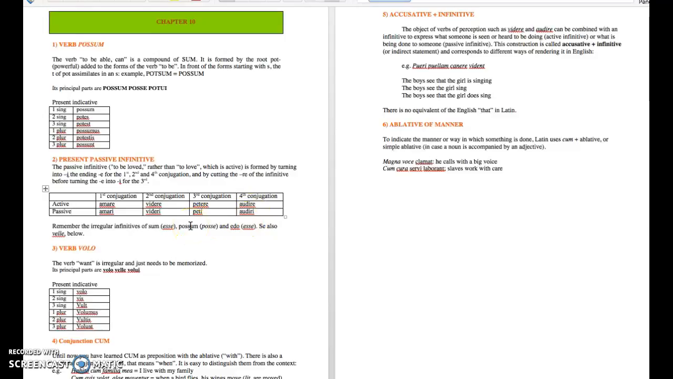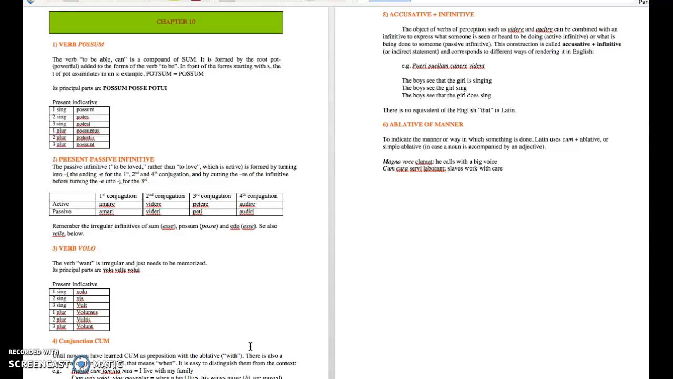As you can see, for the first conjugation, second conjugation, and fourth conjugation, it's pretty easy. You just turn the final E into an I. So amare becomes amari, videre, videri, audire, audiri. For the third conjugation verbs, so those with the short E, petere, you cut the RE of the infinitive before turning the E into an I. Okay?